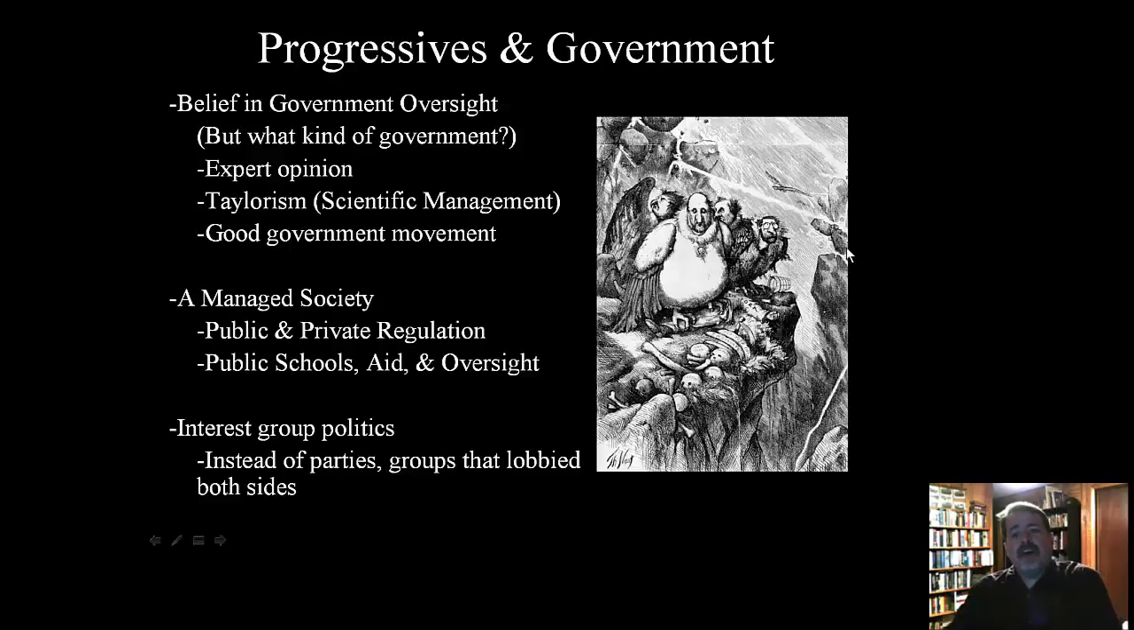They looked upon democracy as, in some cases, destructive. Instead, what they want is a society, again, that is managed rationally. This, of course, is why you have both public and private regulation of society during the progressive era. Public regulation is best typified by the Food and Drug Administration, which comes into being as part of that reaction to Upton Sinclair's The Jungle. But you also have this idea of private regulation.